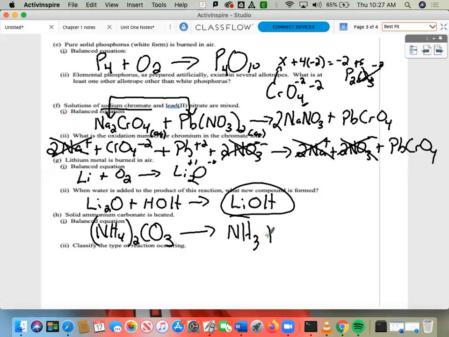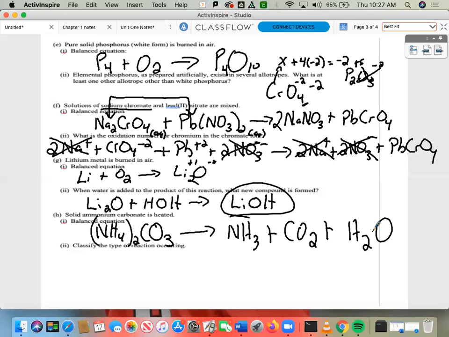NH3, CO2, water. Now all you have to do is balance it. And then it just asks what type of reaction this is. This is just a decomposition, right? So are there any questions about that one?